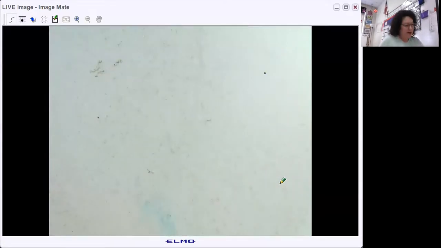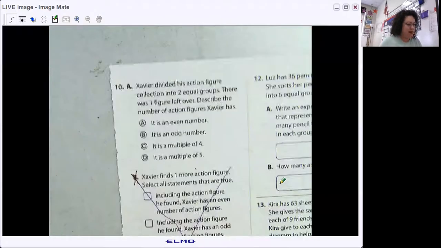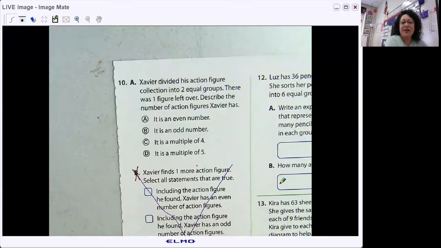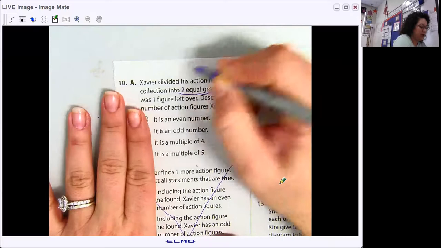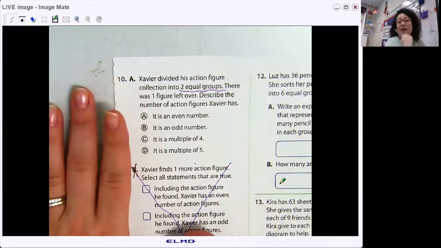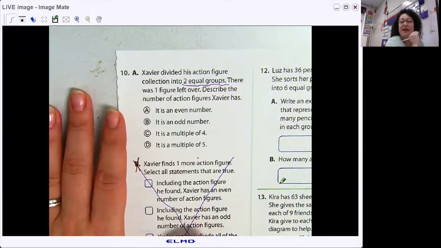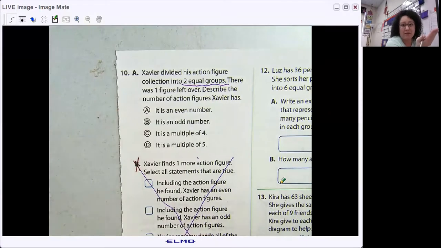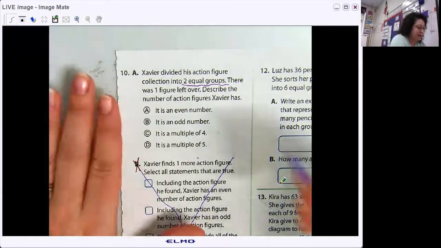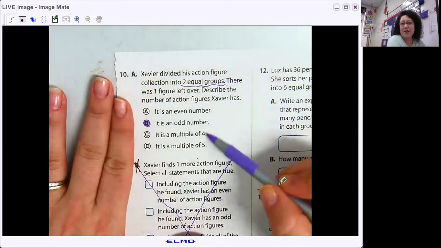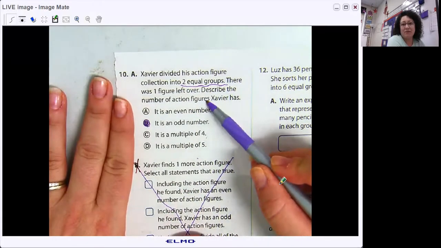Okay. We are just cruising through. Let's look at number 10. Xavier divided his action figure collection into 2 equal groups. Okay, so that's huge. 2 equal groups. There was 1 figure left over. Describe the number of action figures Xavier has. This is very similar to the one on the front. There's 1 dude left over, so that tells us it's what? It's odd, right? We don't know how many action figures he has. It doesn't tell us.